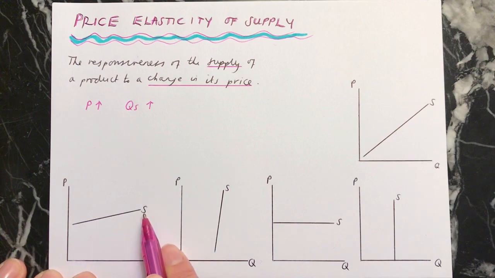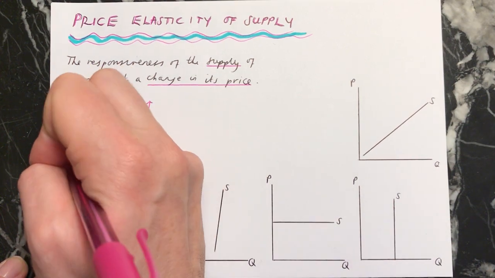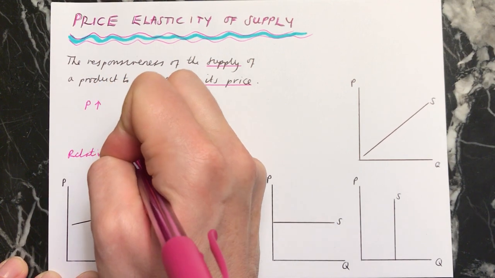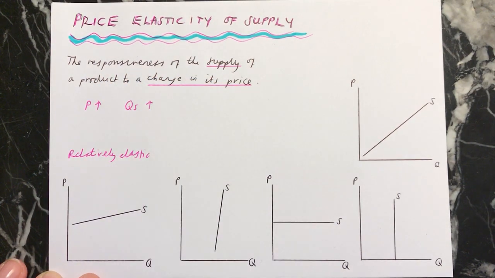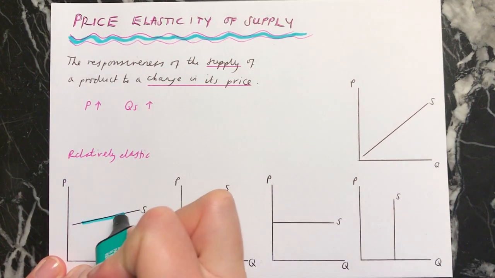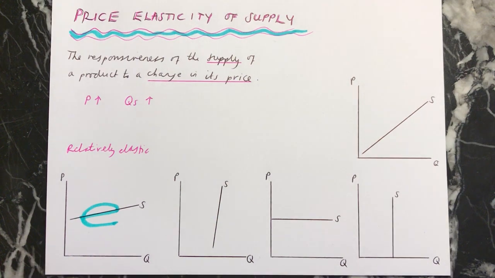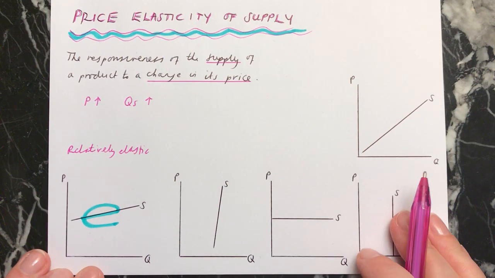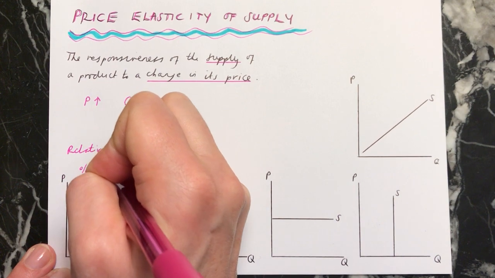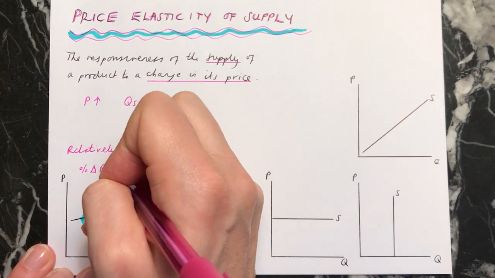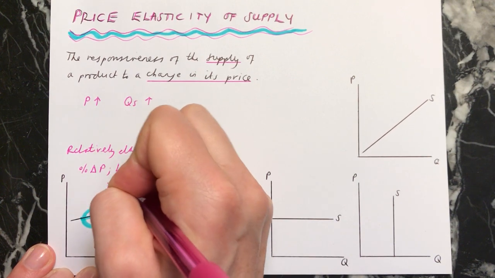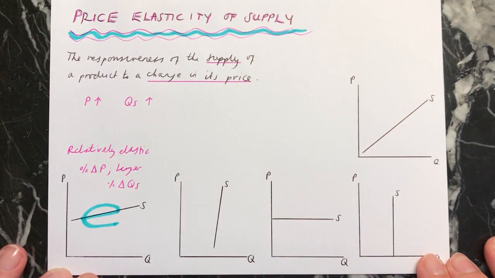So this first one here is relatively elastic. And it's an easy one to remember because this looks slightly like an E for elastic. And if it's relatively elastic, it means that a percentage change in price causes a larger percentage change in the quantity being supplied.